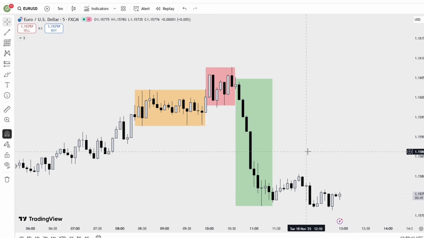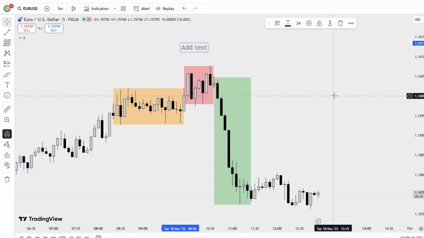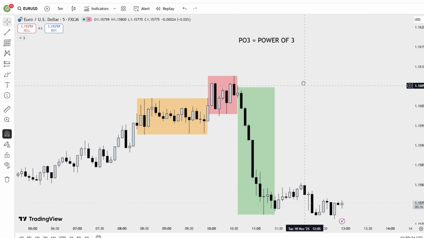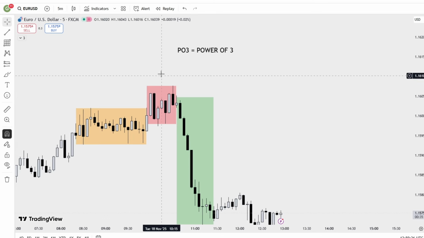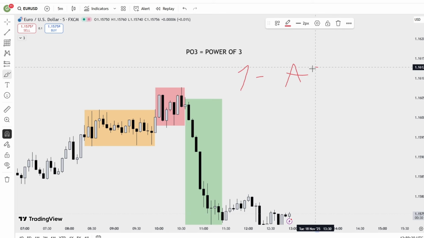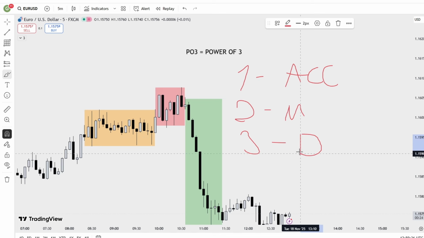Okay, so let's start. What is PO3? If you don't know, it's power of 3. And what is power of 3? You have 3 phases of the market. The first phase is accumulation, the second phase is manipulation, and the third phase is the distribution phase.